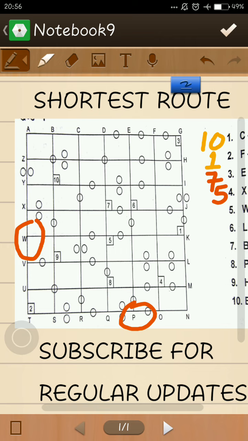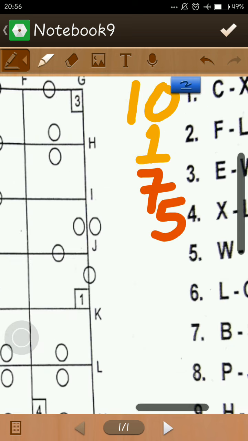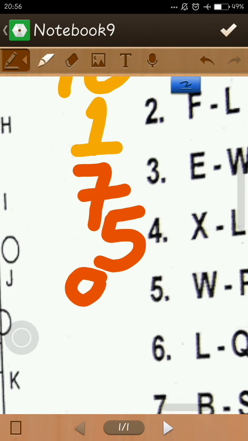Now I will have to check which way is the shortest for this. So I can go straight from W. I will take a right turn, then a left turn, then again a right turn, a left turn, and then I can reach the destination P. So you can say that the platform which touches the shortest route or the way which I have used to go from W to P is 9. That's why the answer will be 9.